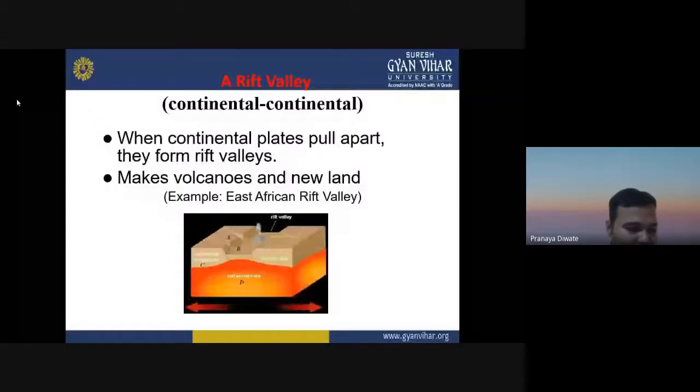Ocean plates, mountain. When the continental plates pull apart, it makes volcanoes and a new plate.